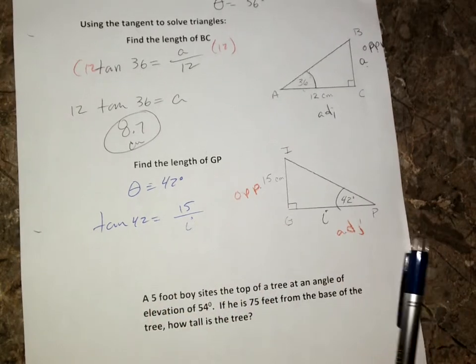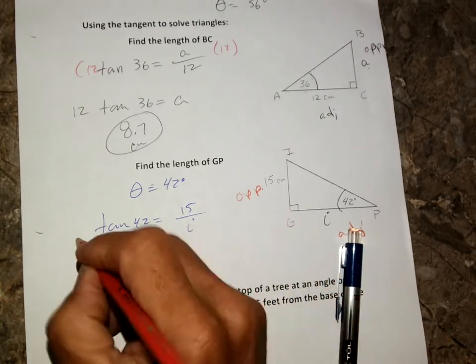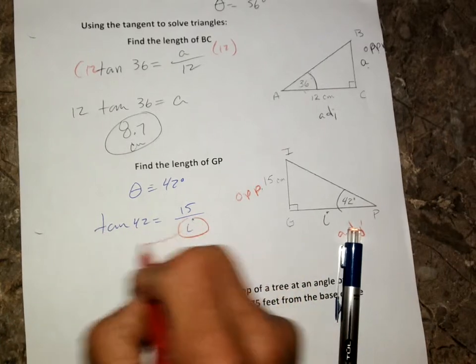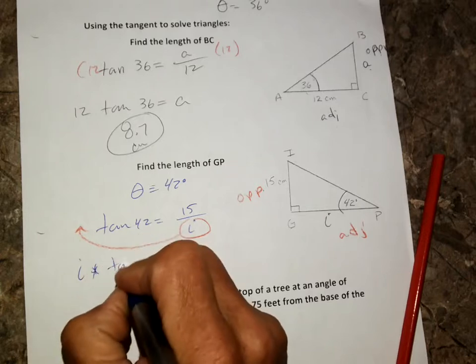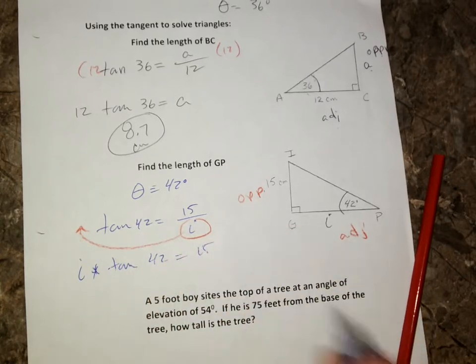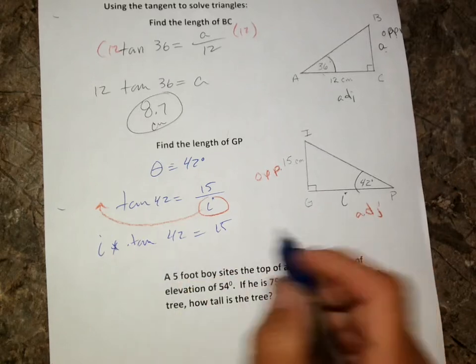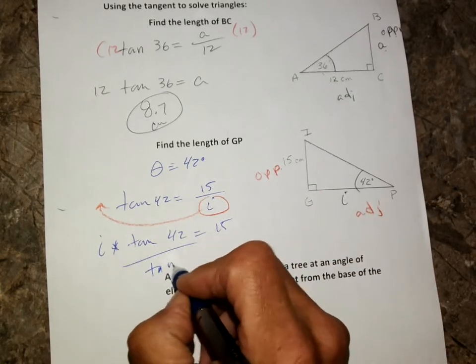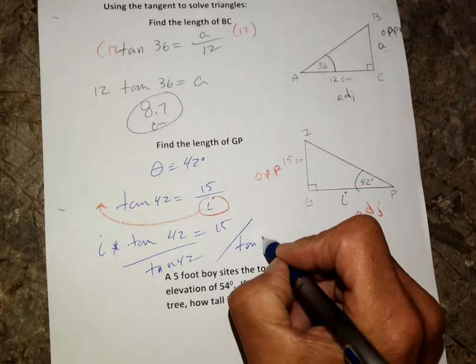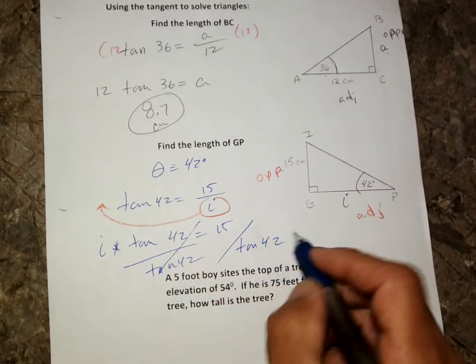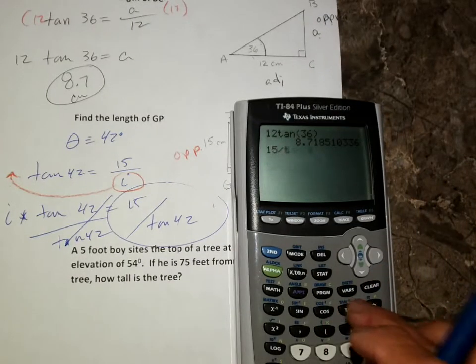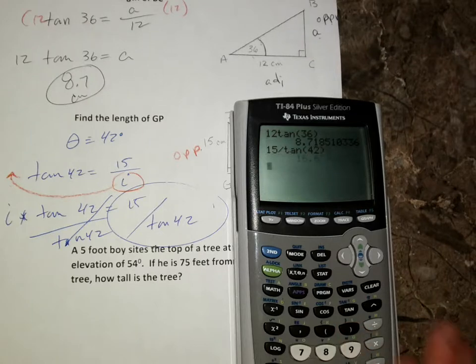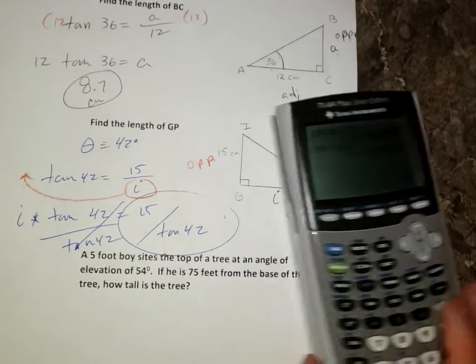Now again, Monday we talked about this. If you multiply it by I, the I comes up, and you get I times the tangent of 42 equals 15. And then if you divide by tangent of 42, which is a number, you'll get I equals whatever this is. Well, you need a calculator to do that, don't you? So, alright, what is 15 divided by tangent of 42? And I get an answer of about 16.66.